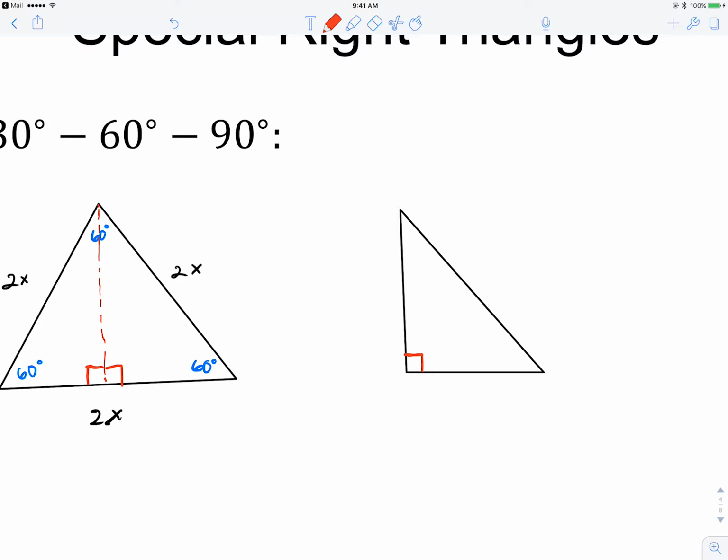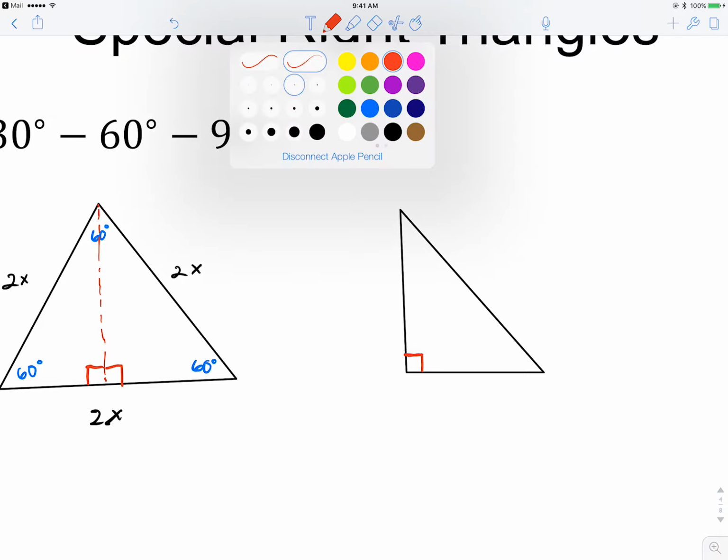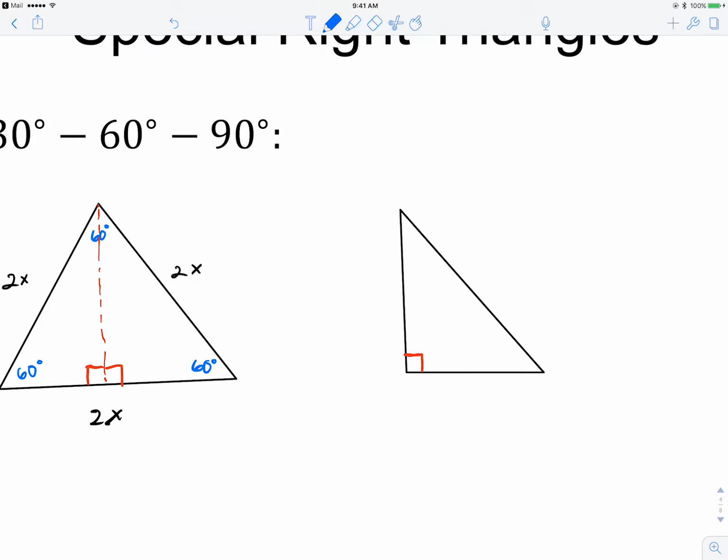So draw your right triangle. Now, what is the angle that's in the corner closest to me? 60. And then what will that remaining angle be? 30. This side will be 2x. What will the bottom part of the triangle be? X. Do you guys see why I made each side 2x now?